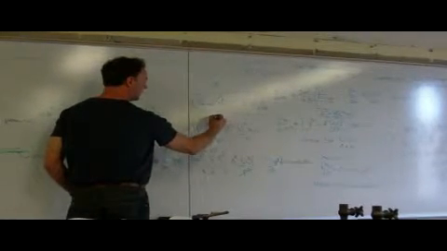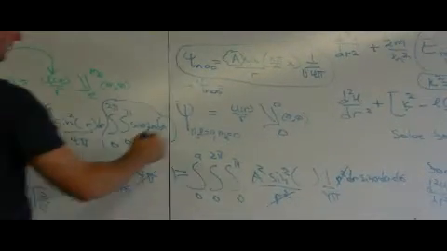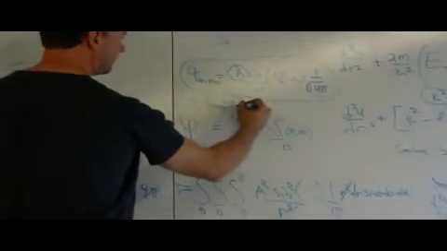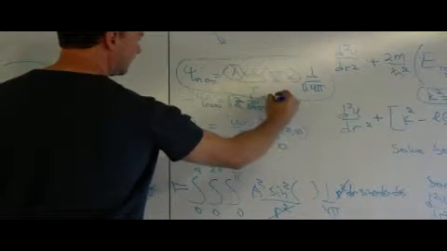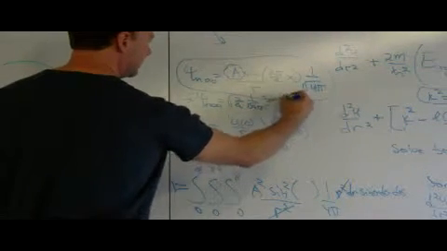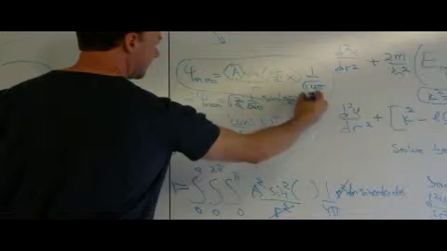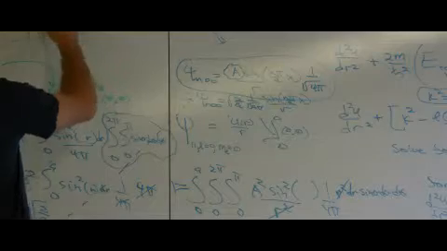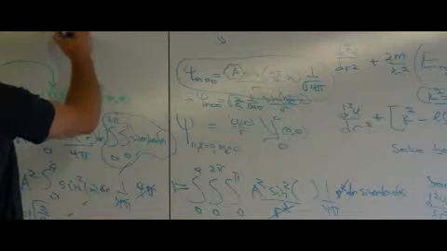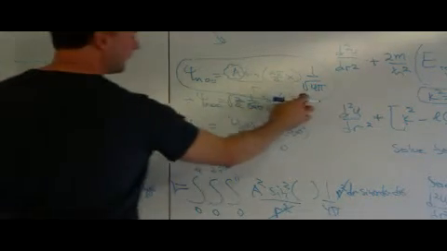Now let's bring it up here. And then you get psi n00 equals the square root of 2 over a, then 1 over the square root of 4 pi, and sine n pi over a times r, over r. And what happens here is it becomes n pi r.